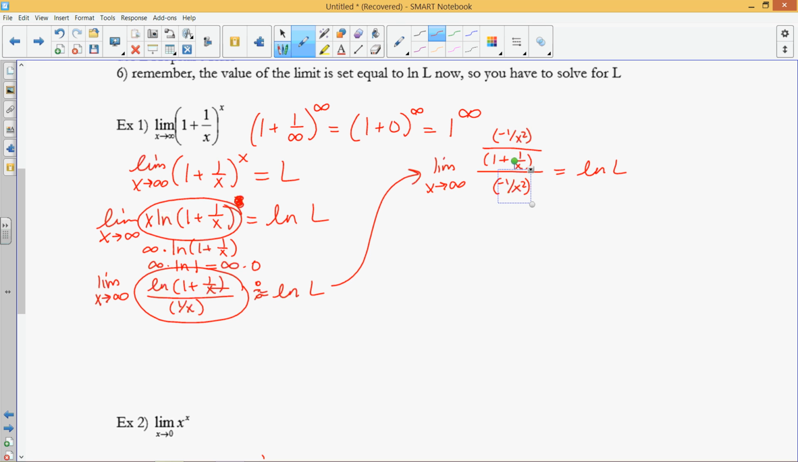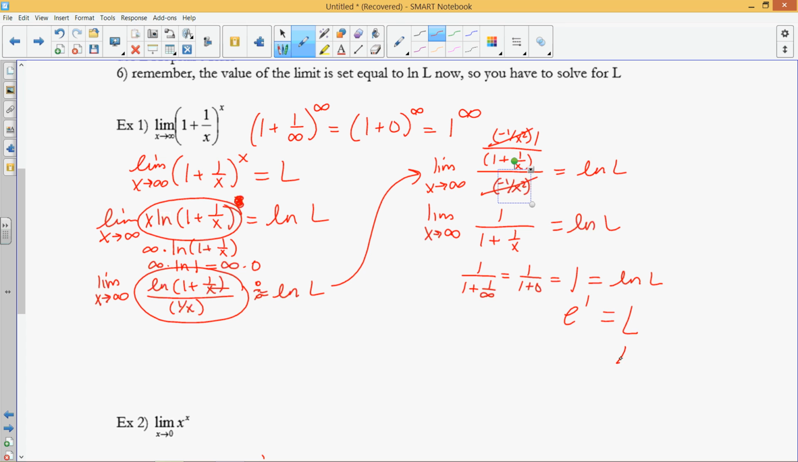This is still set equal to ln L. And what happens here is this cancels with that and leaves a 1 behind. So this just simplifies down to 1 over 1 plus 1 over x equals ln L. Now when I plug in infinity, I have 1 over 1 plus 1 over infinity, which is like 1 over 1 plus 0, which is 1. That's set equal to ln L. Well, if 1 equals ln L, then L equals e to the 1, and L equals e.